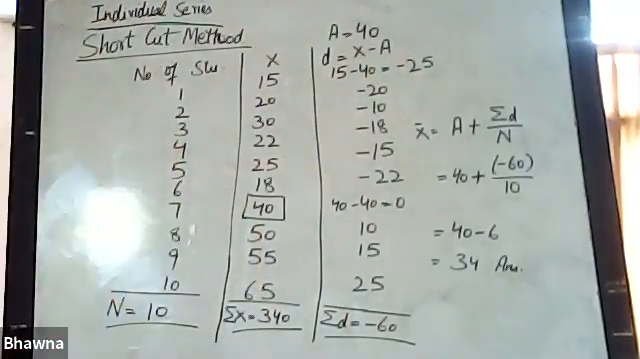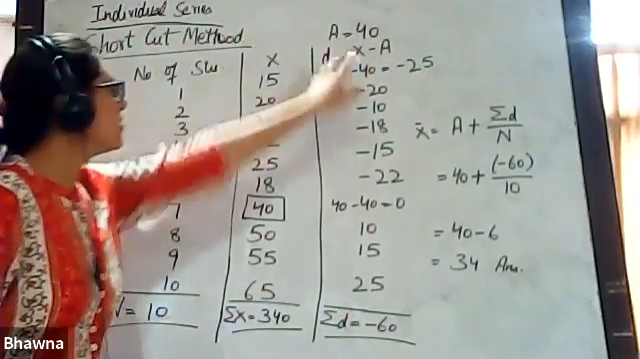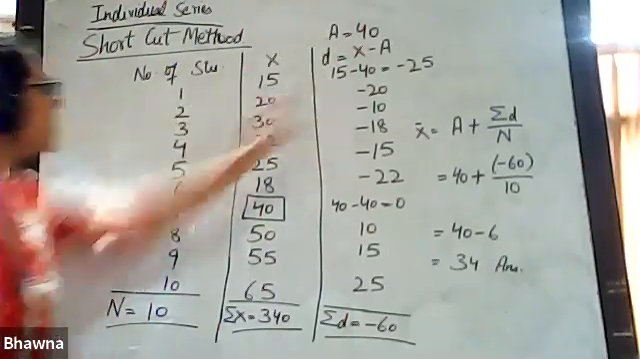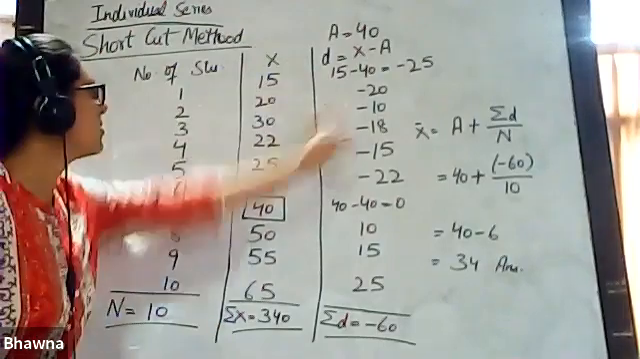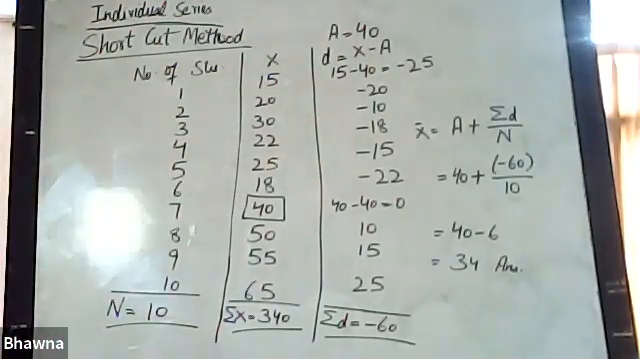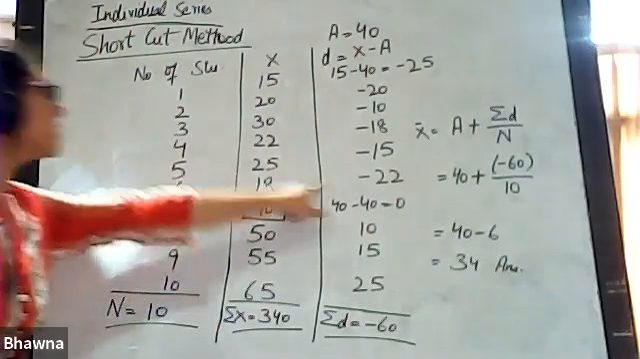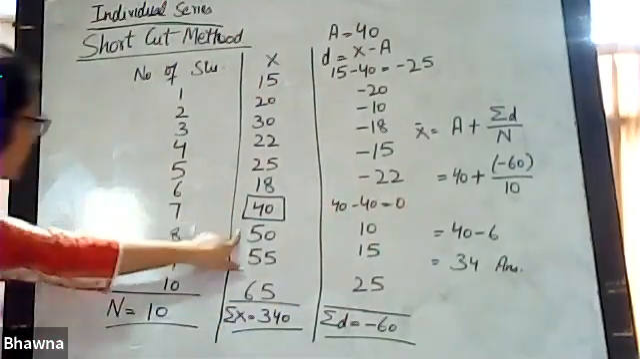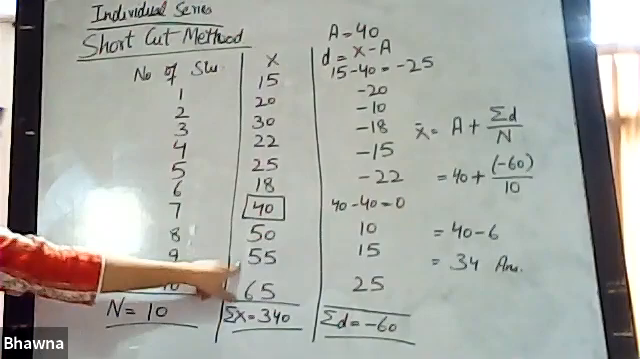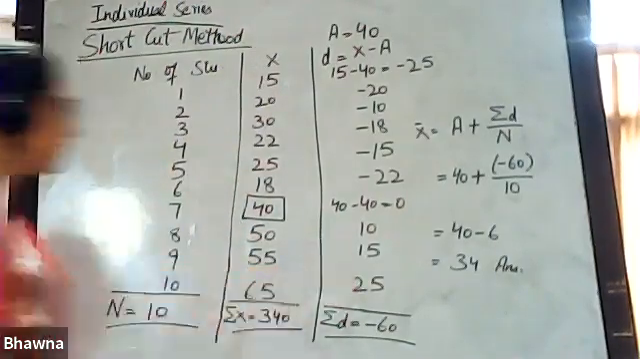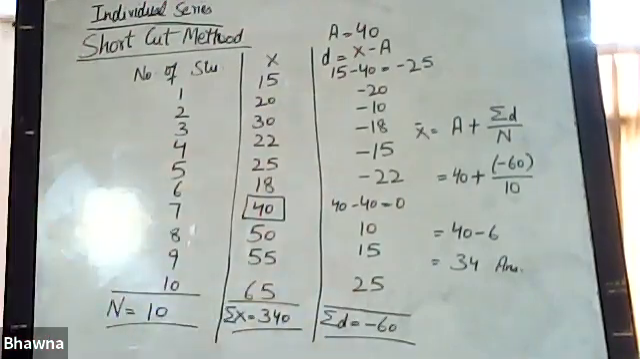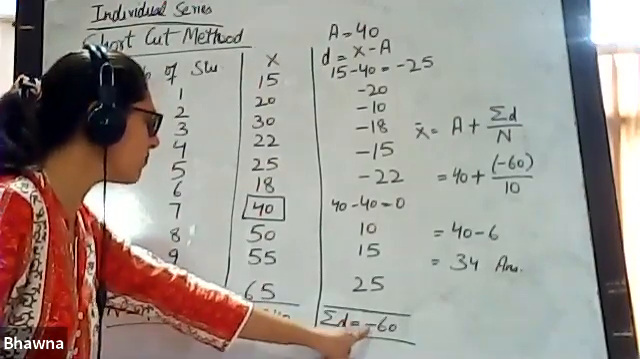Fine. After that, x minus A: 20 minus 40 is minus 20, 30 minus 40 is minus 10, 22 minus 40 is minus 18, 25 minus 40 is minus 15, 18 minus 40 is minus 22, 40 minus 40 is 0, 50 minus 40 is positive 10, 55 minus 40 is positive 15, and 65 minus 40 is positive 25. So now we calculate the summation D, which is equal to minus 60.